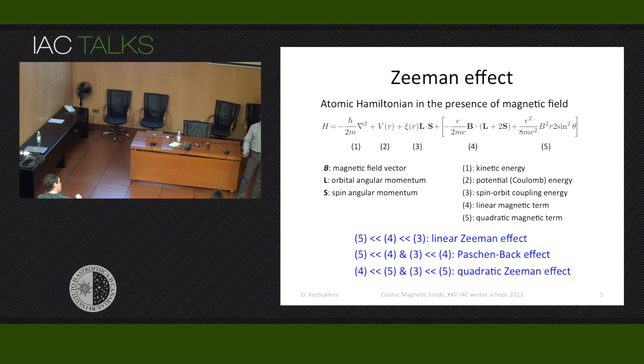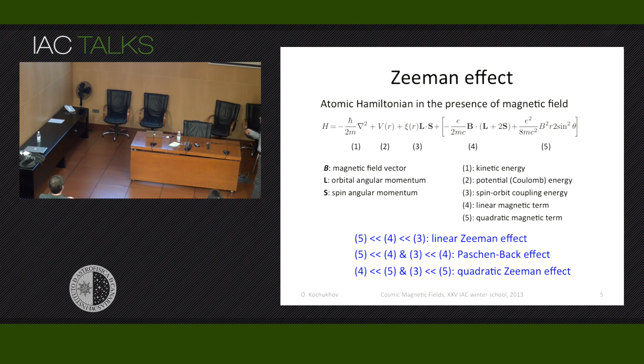This is the regime which is most familiar to us. This is the regime of linear Zeeman effect. There could be a situation when term number 4 is comparable to or even larger than spin-orbit coupling. This is also encountered very often in special lines and in stars with very strong magnetic fields. This is known as Paschen-Back or partial Paschen-Back effect.